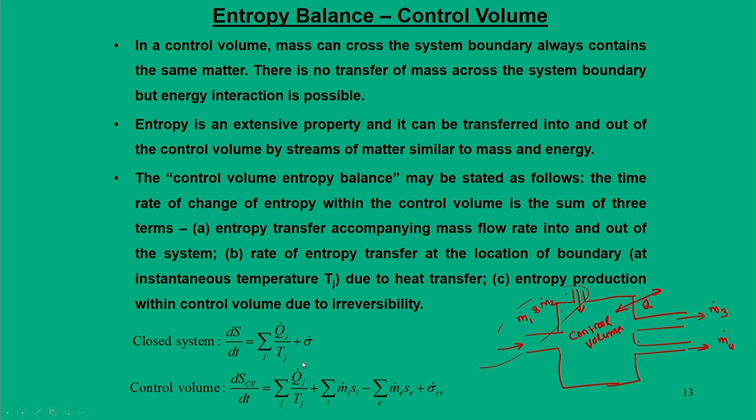So, from the analysis of closed systems, if you enlarge it for a control volume, we can write down the entropy change for the control volume involving three important terms. The first terms are those accompanying the mass flow rate. So, these two terms represent mass flow rate, not exactly mass transfer. The next term refers to entropy change due to heat transfer across the system boundary, and the last term is nothing but entropy production.